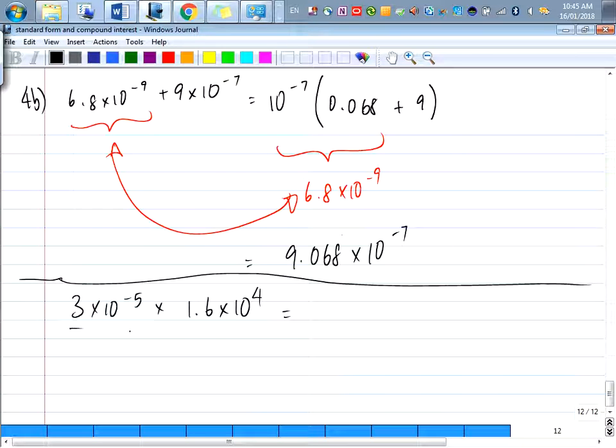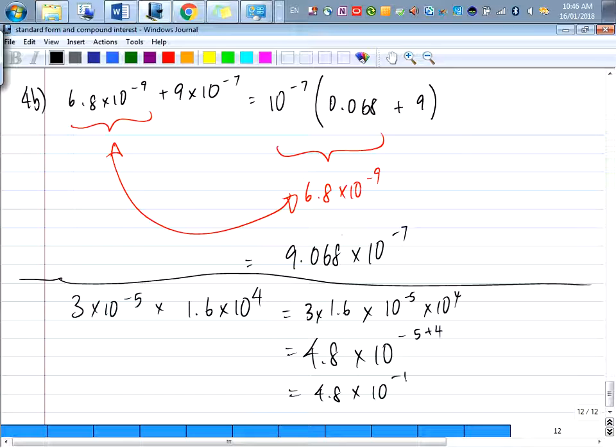Okay, we have 3 times 10 to the power negative 5 times 1.6 times 10 to the power 4. So let us group all the similar numbers together. 3 times 1.6, and we just rearrange 10 to the power negative 5 times 10 to the power 4. So 3 times 1.6, you will get 4.8, right? It's 4.8 times 10 to the power negative 5 plus 4. I believe this is your first law of indices. So then you will get 4.8 times 10 to the power of negative 1. This is our answer in standard form.